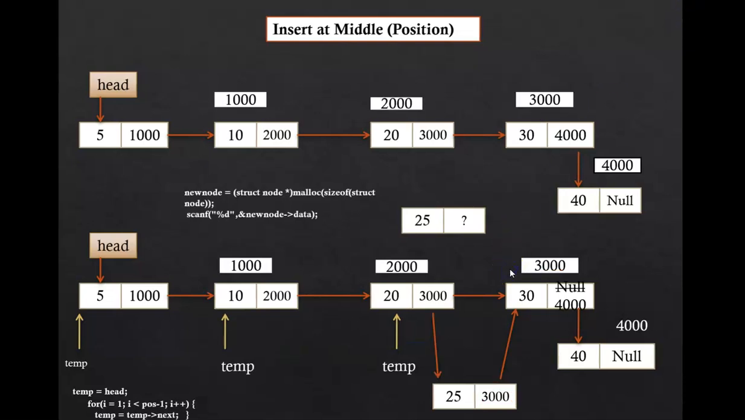Temp's next. So temp's next is what? See, 20's next is pointing to the new node. So the link between 20 and 30 is broken. After 20, now there is a new node called 25. 25 links to 30. So this is how I insert at middle.